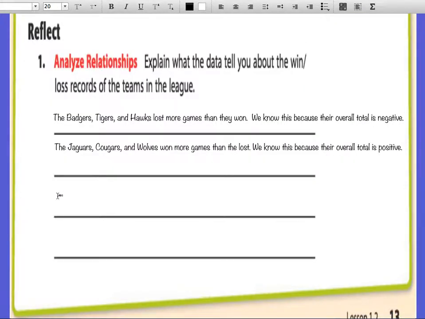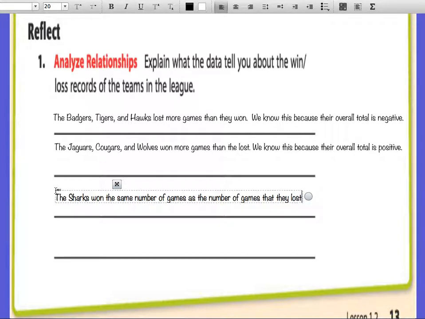All right, then for the Sharks, they won the same number of games as the number of games that they lost. We know this because their overall total is 0. So when we take the number of times that they won and add it to the number of times that they lost, they cancel each other out. So that 0 tells us that they won and lost the same number of games.